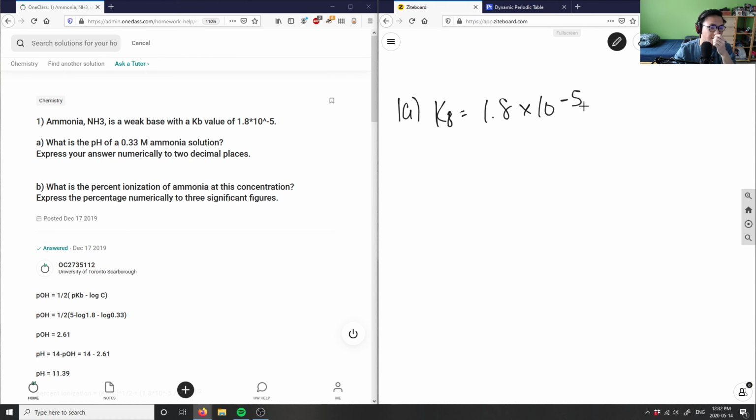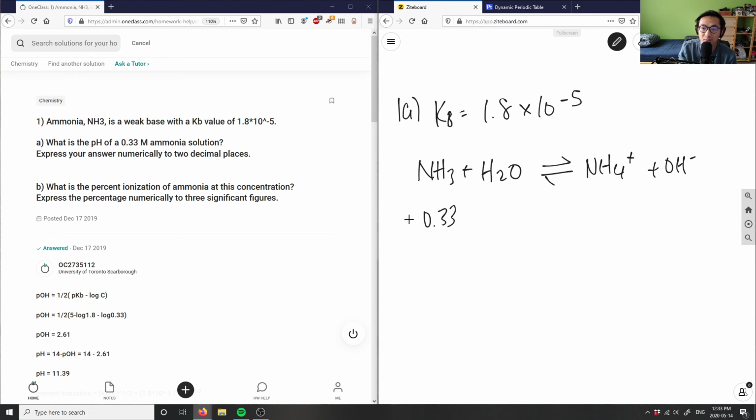So let's look at the solution here. I can write my equilibrium equation down. I have NH3 plus H2O in equilibrium with NH4 plus and OH minus. So again, I'm going to give this hydrogen to the ammonia to become ammonium, and I get OH minus here. And I already know the Kb of this one here. Because I'm producing hydroxide, I want my Kb, which is good. So I have 0.33 molar here.